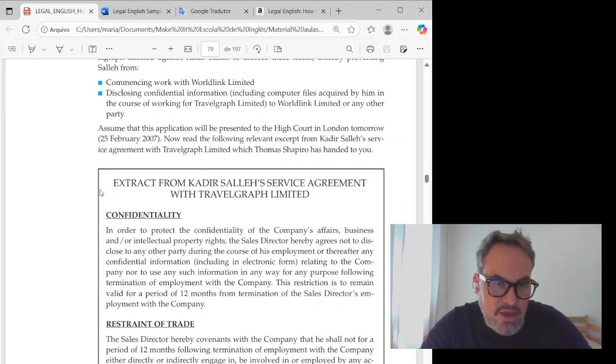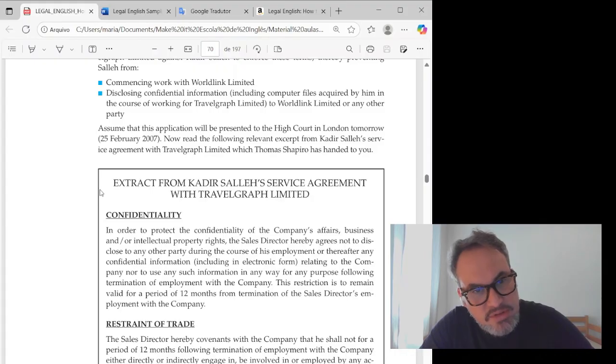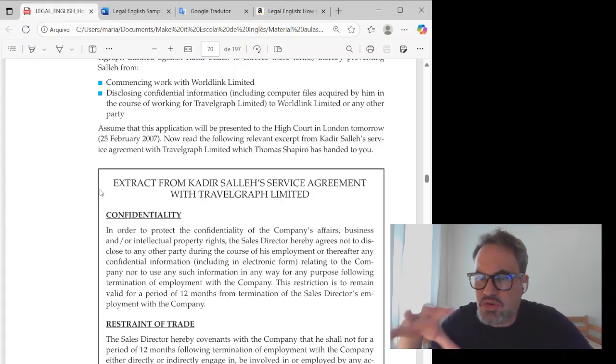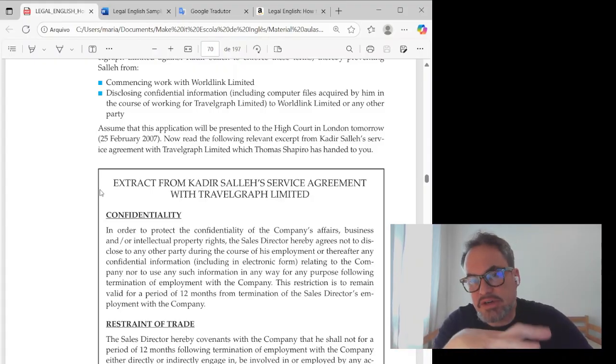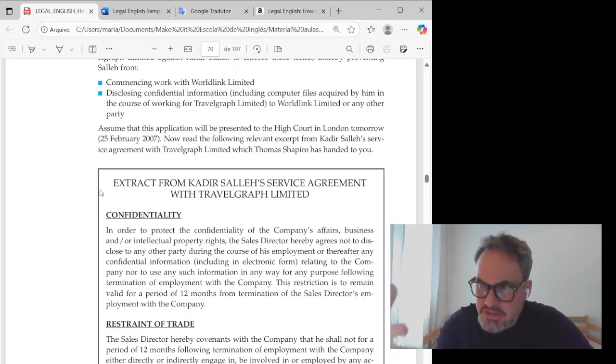Good. Assume that this application will be presented to the High Court in London tomorrow. Now, read the following relevant excerpt from Kadir Saleh's service agreement with the Travel Graph Limited, which Thomas Shapiro has handed to you. So now we are reading the part of his job agreement, right? That prevents him from giving that information and from working for another company.